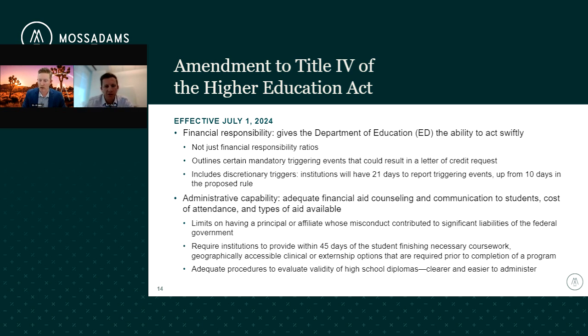So now there are certain triggers that inform the ED of potential concerns. These triggers are categorized as mandatory or discretionary triggers. There are now 14 mandatory triggering events, where there used to only be 4. Each has a varying level of outcomes. However, a majority of these do result in a letter of credit type request from the ED.